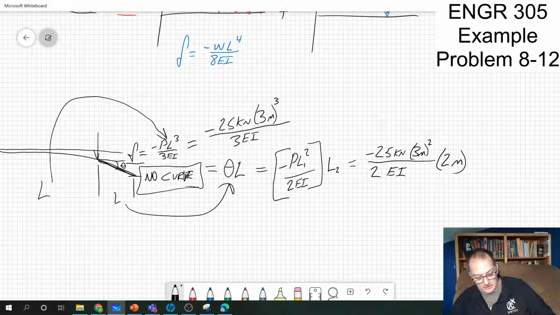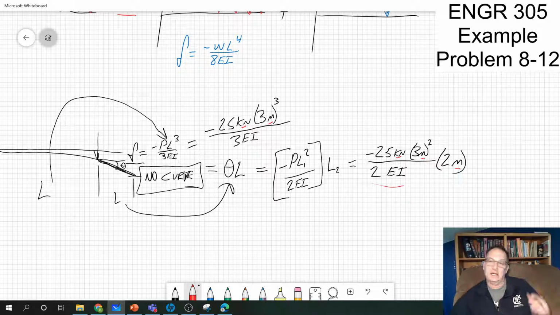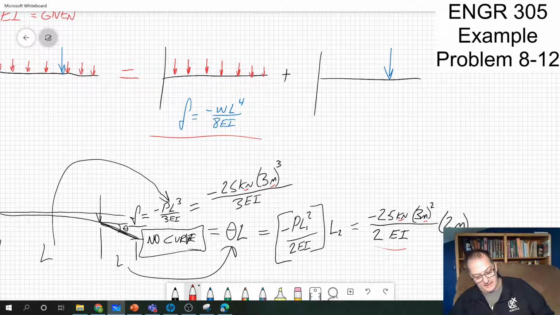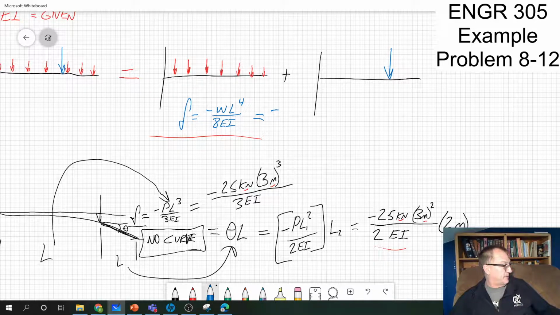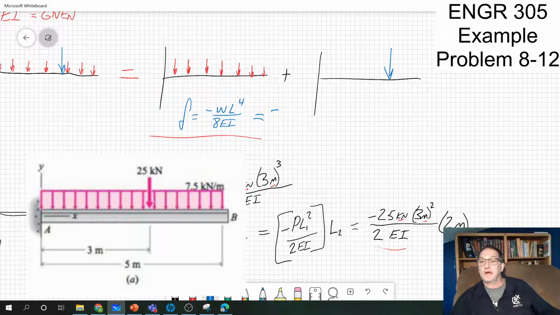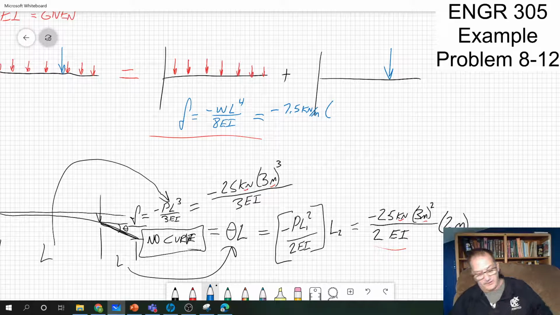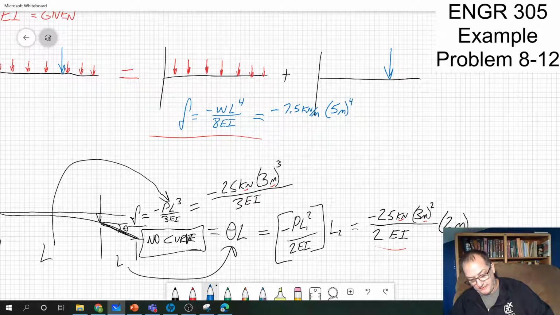Now, if you look, the units that I've got here so far, kilonewtons, meters cubed, all divided by EI, so I'm okay with that. And honestly, I've got one more term that I've got to put into that, and that equals minus, what was my distributed load? 7.5 kilonewtons per meter times the length. Now this is the full length, so that's the 5 meters to the fourth over 8EI.